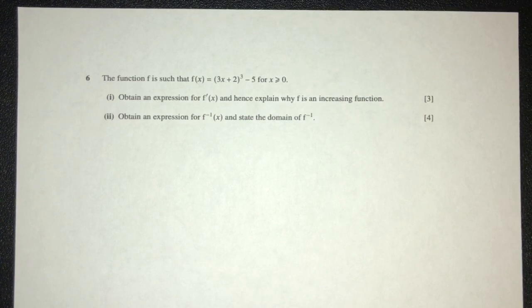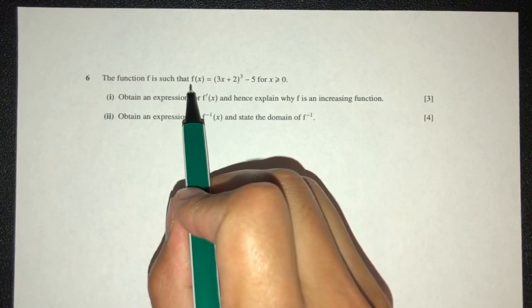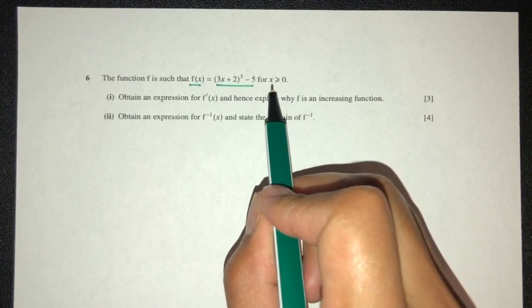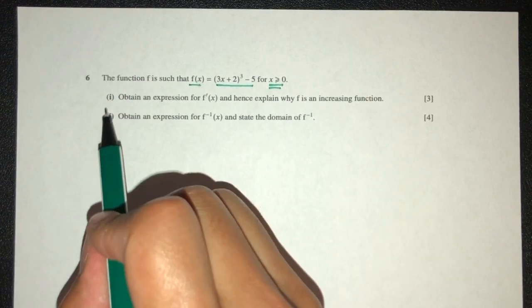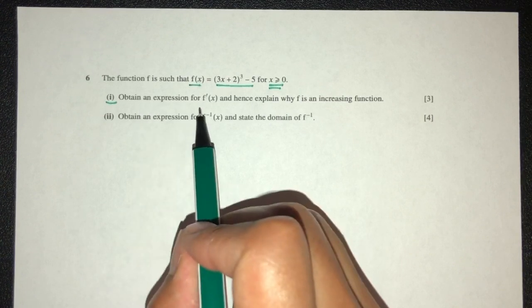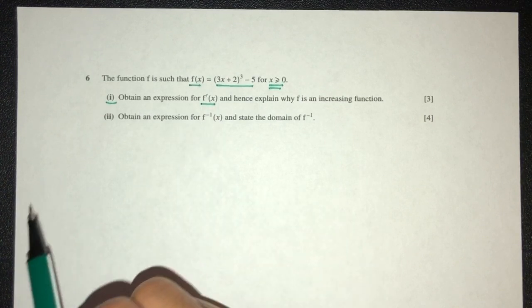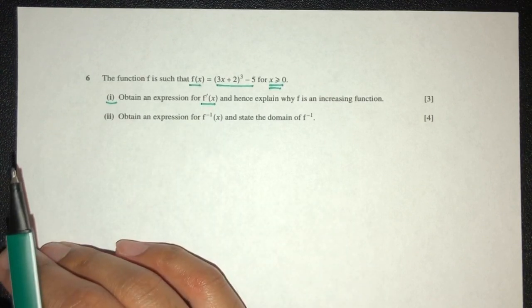Let's move on to the next question. The function f is defined by this, for which x has to be more than 0. Okay, good to know. Now part 1, we have to obtain an expression for f prime of x, and hence explain why f is an increasing function.